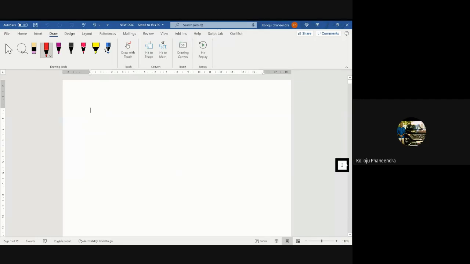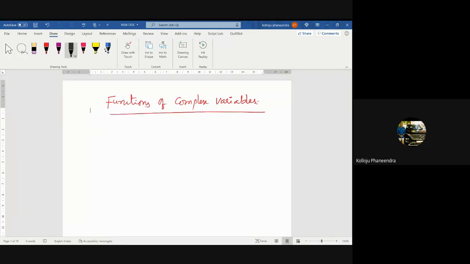Next topic is complex functions. Functions of complex variables. Here, what is this? Z equal to x plus iy is the complex variable.